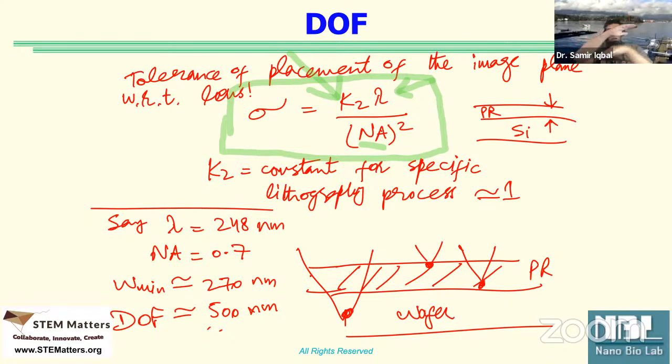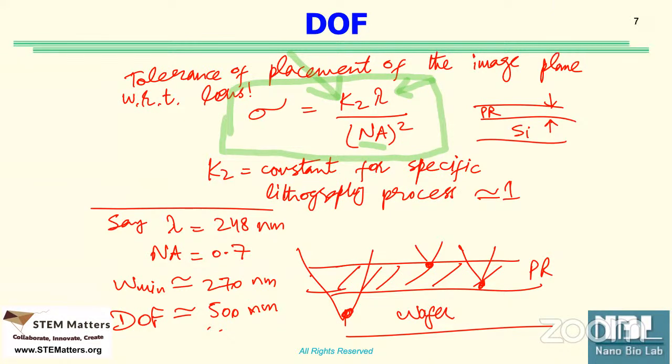Thinking about the lens and the wafer, they are at some specific distance. But on the wafer level, there are some ups and downs, which means the distance between the wafer and the lens is some plus and some minus, up and down. So here depth of focus becomes important. Again, we want depth of focus to be a larger number, not a smaller number.